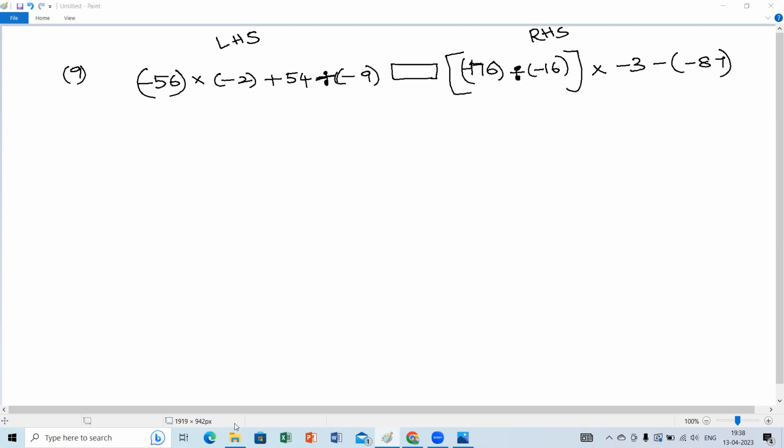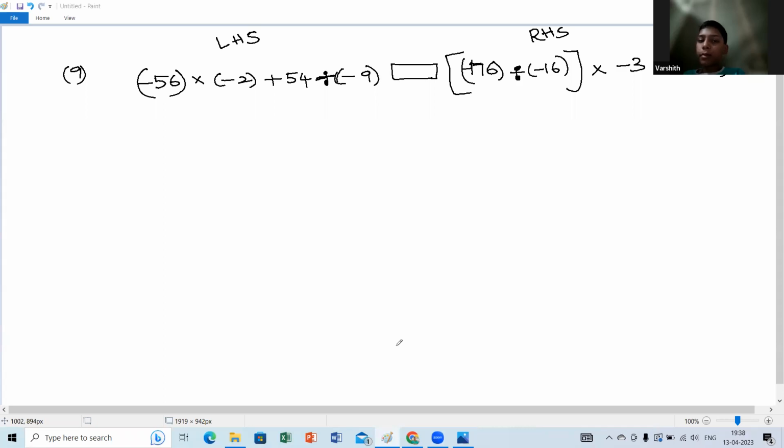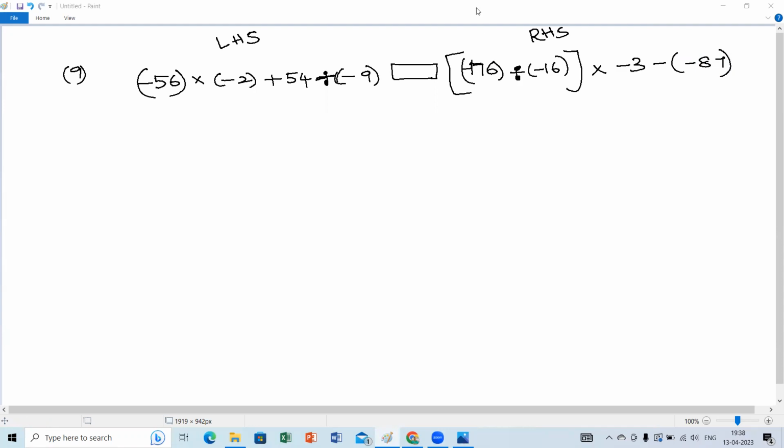Yes, children, are you doing? Or else, is Varshit still not at the center? Let me check whose is correct. There are two answers given by the students.